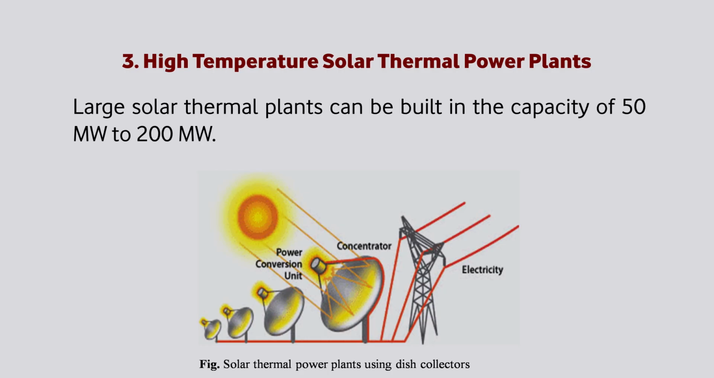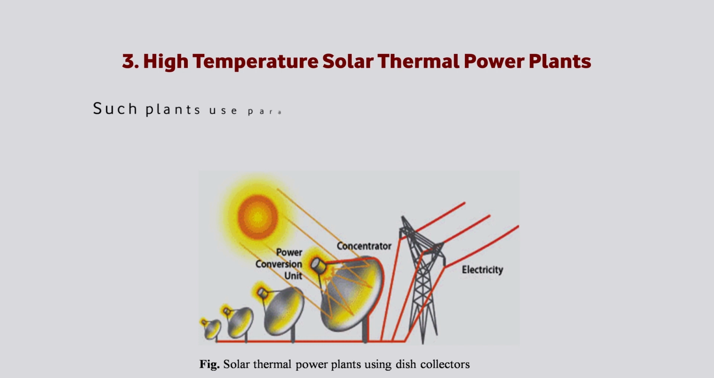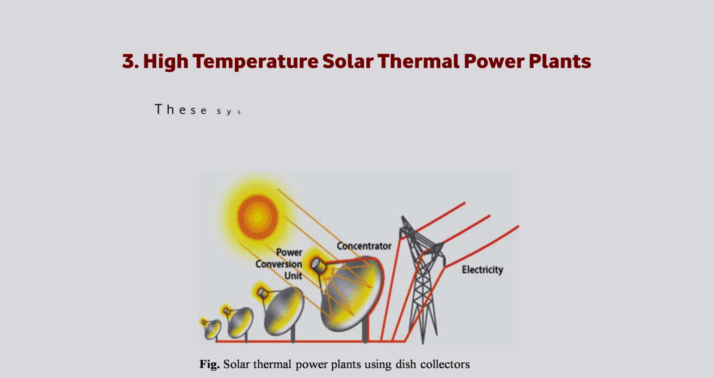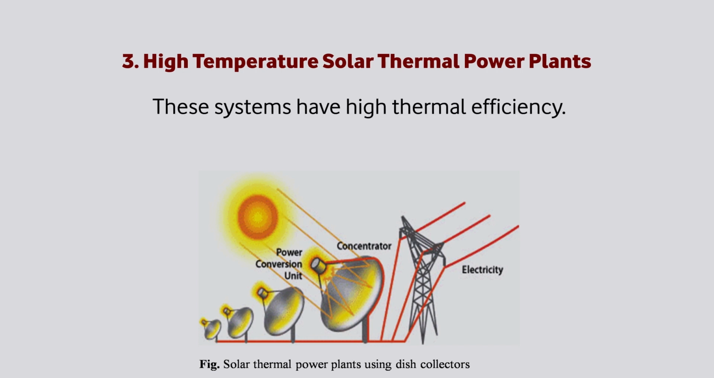For efficient utilization of solar heat energy into electrical energy, the working fluid has to be supplied at high temperature. Large solar thermal power plants can be built in the capacity of 50 megawatt to 200 megawatt, and such plants use a paraboloidal disc collector or heliostat. This system has high thermal efficiency.